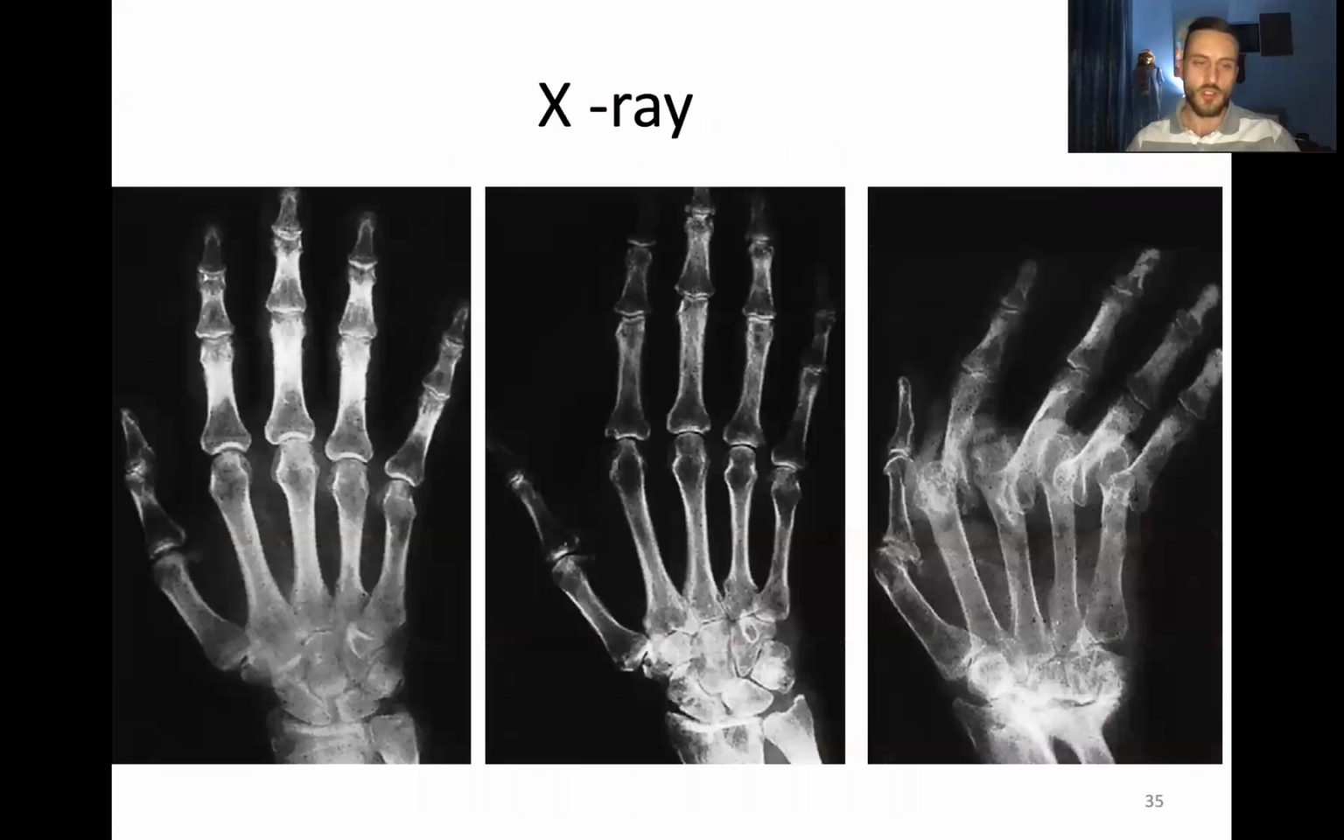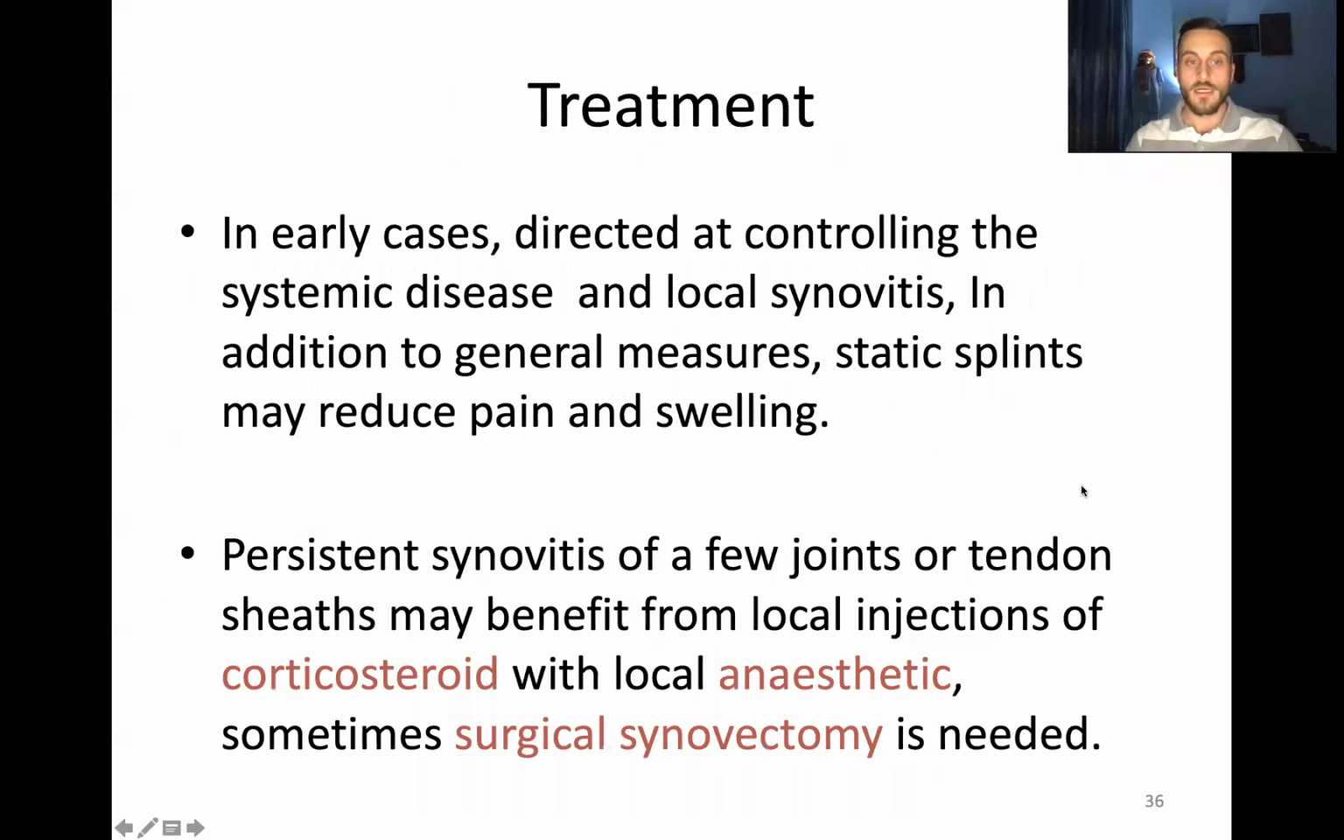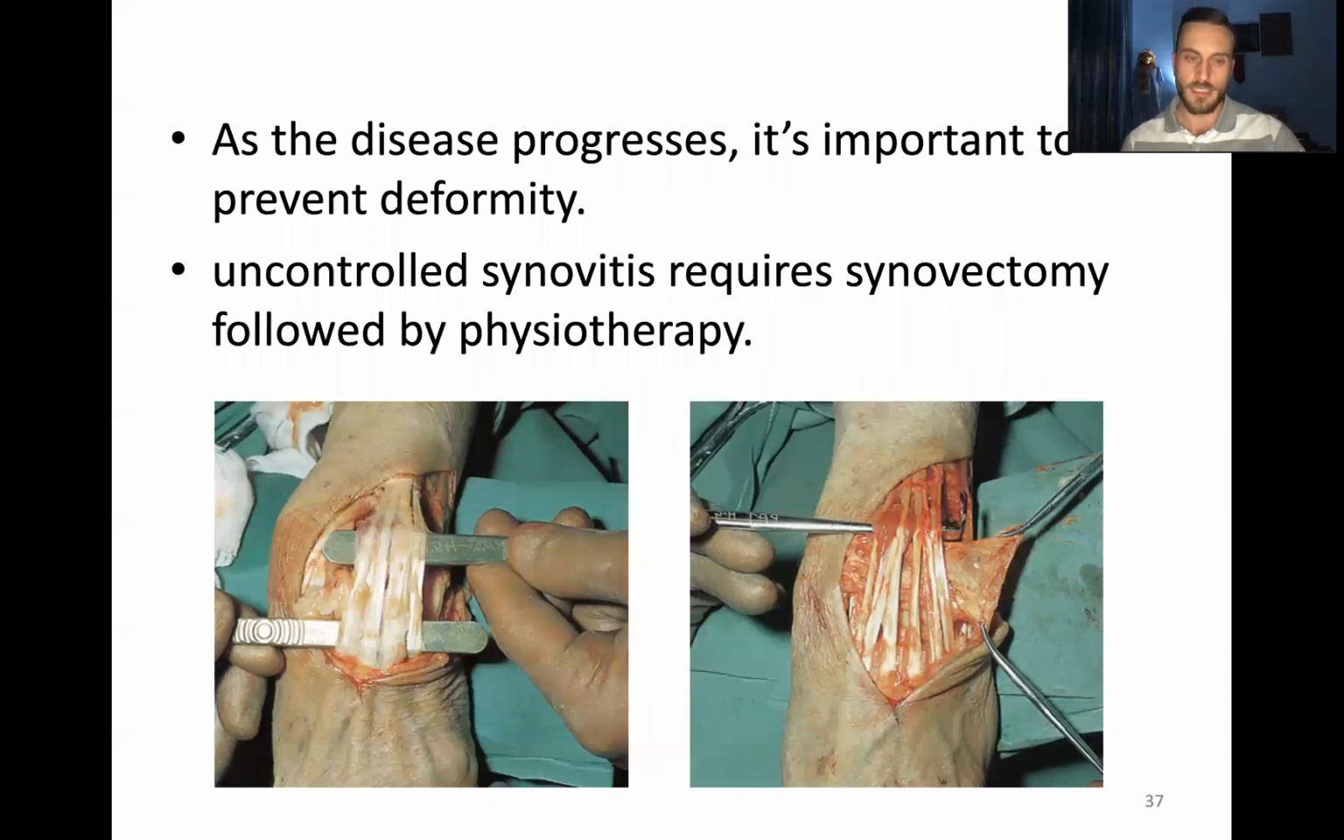And this is an X-ray. You can see this is the start, and it's more and more severe. And here you are seeing dislocations even in the MCP joint. Treatment, as I said before for the whole rheumatological diseases: painkillers, rest, might be cortisone, and the last step will be surgical synovectomies, okay?